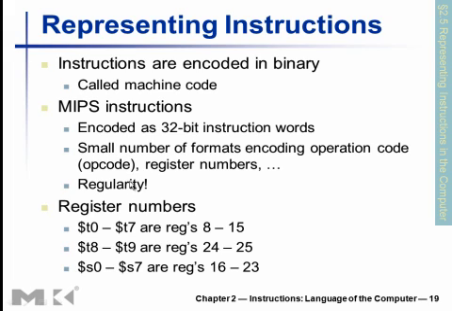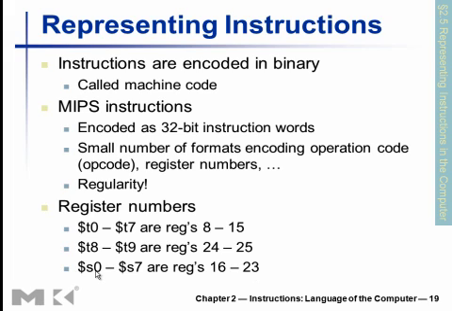So it's regular. The register numbers are from 0 to 31. Register numbers 8 to 15 represent $t0 to $t7, and t stands for temporary storage. And $t8, $t9 are registers 24 to 25. So altogether you have 10 temporary registers. Then $s0 to $s7 are registers numbered 16 to 23. S stands for saved.